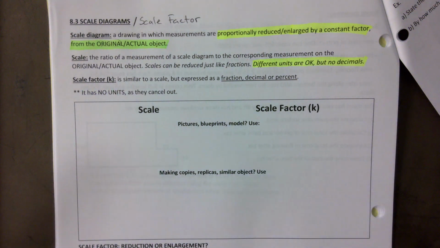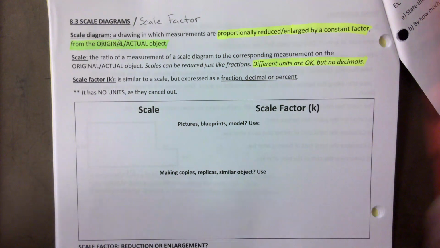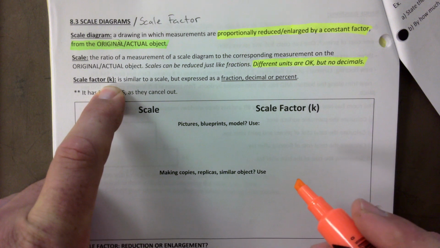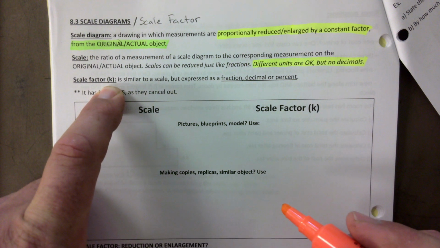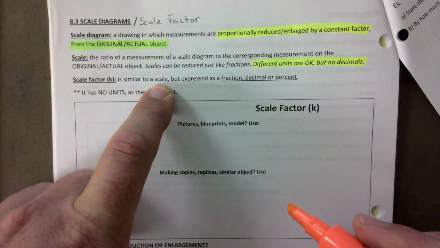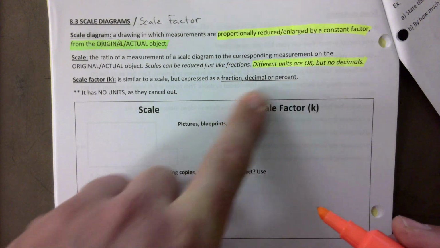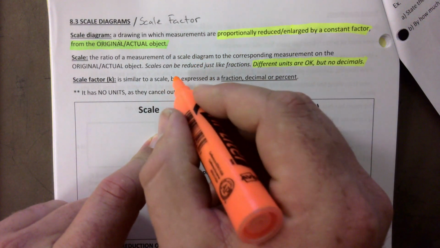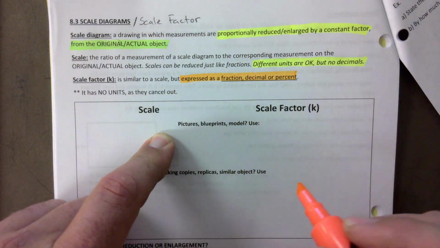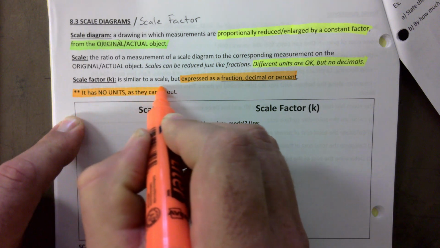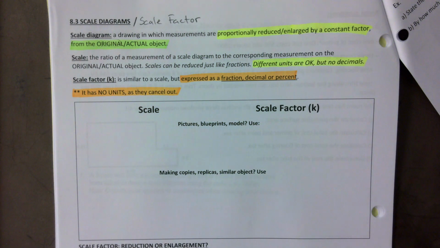Scale factor, I'm going to use a different color for that one. I'm going to go orange. Scale factor, the letter we use for a scale factor is K. It is similar to scale, but is expressed as a fraction, decimal, or percent. Okay? It can be expressed as a fraction, decimal, or percent, but this is the big caveat there. A scale factor does not have units. They cancel out. Okay?